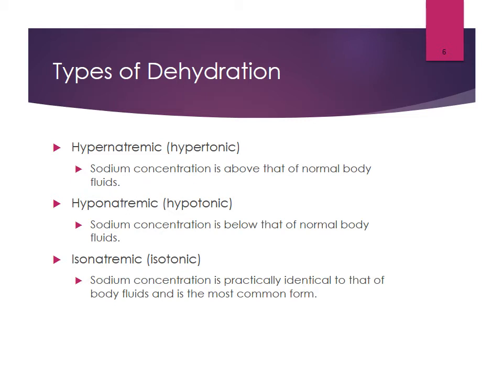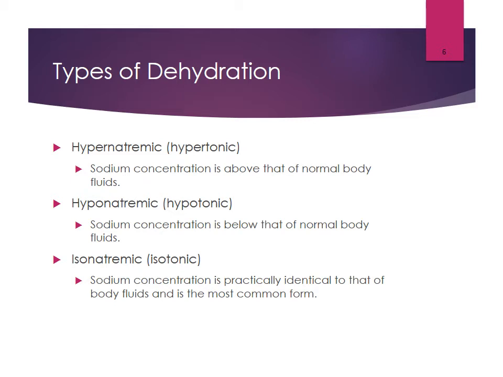Isonatremic is the most common type of dehydration in children, and sodium concentration is practically identical to that of body fluids. So electrolytes are lost in the same proportion as they exist in the body. Serum sodium levels remain within normal limits. Vomiting and diarrhea and insensible loss from respiratory and integumentary systems are the causes.